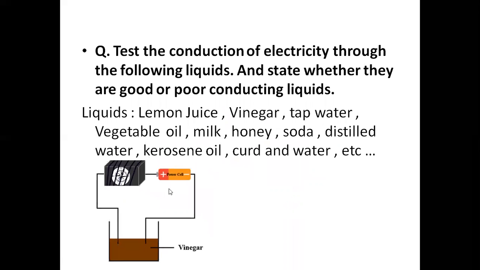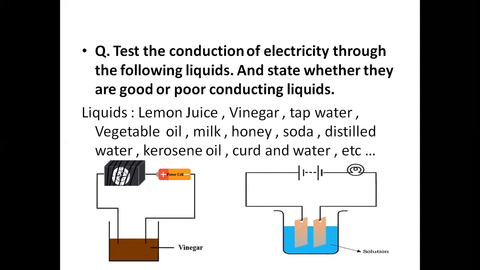Now here, look at this vinegar. In place of vinegar, first you place lemon juice, next vinegar, tap water, vegetable oil, milk, like that. Each time observe the deflection in the magnetic compass, that means the needle. If the needle in the magnetic compass deflects, then the given solution or liquid is a conductor. If not, it is a poor conductor. Okay, children, after conducting, you will find this result. Let us take it in general. Here I have given one more diagram. Generally, in place of the magnetic compass, we may have an electric bulb. The solution can be anything: curd and water, kerosene oil, water, vegetable oil, milk, honey, soda, distilled water, tap water, vinegar, or lemon juice.